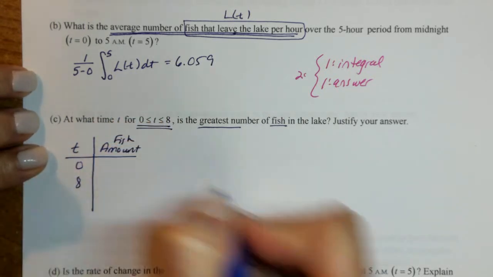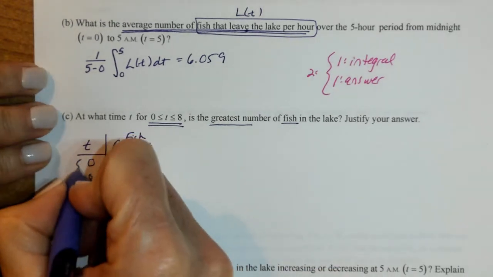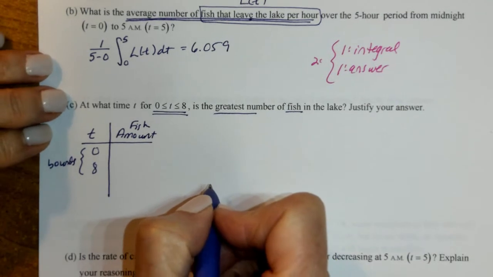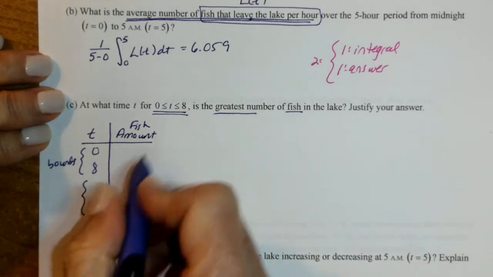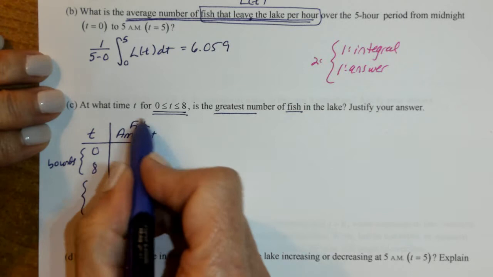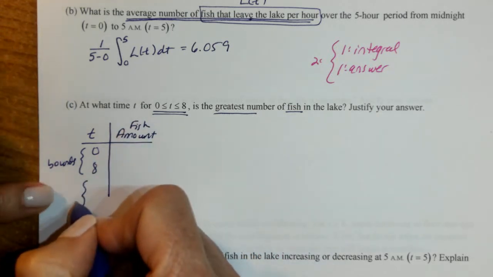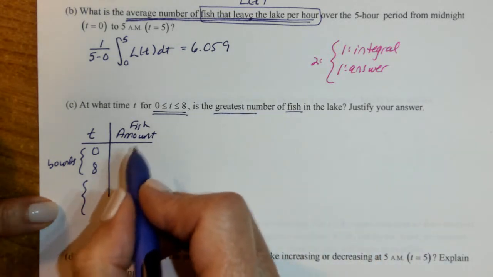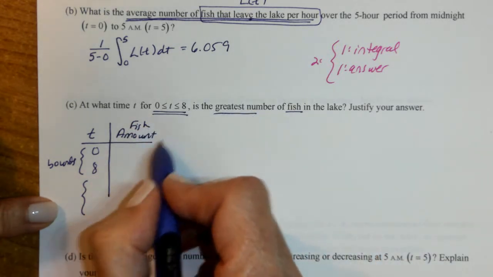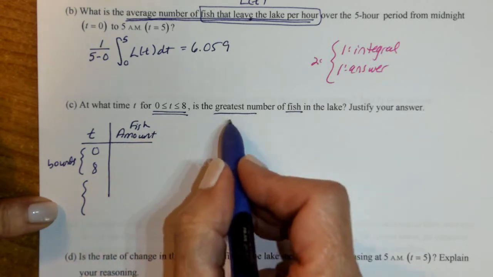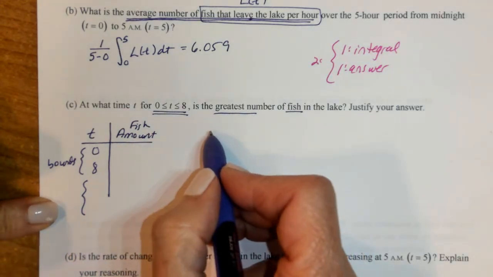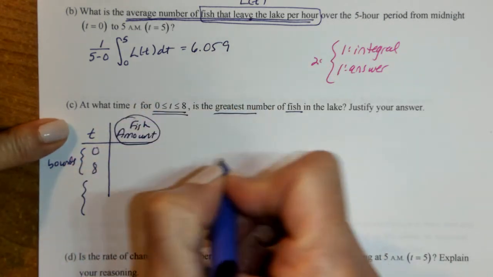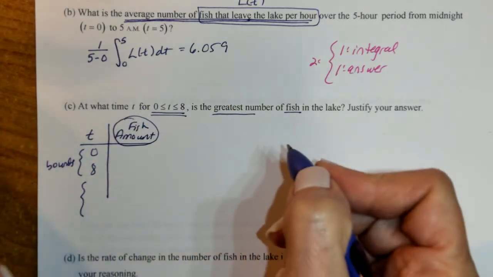So 0 to 8 are my boundaries. Those are my boundaries. Don't have to tell AP that, but that's what they are. And also here, I need anything that makes this derivative 0, specifically 0, and since it's a greatest, we want the derivative of this to go from positive to negative, to be a relative max.